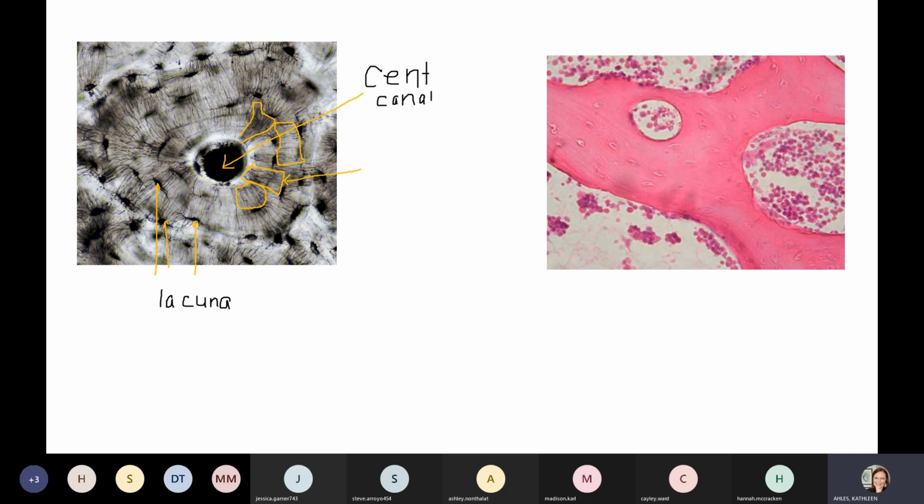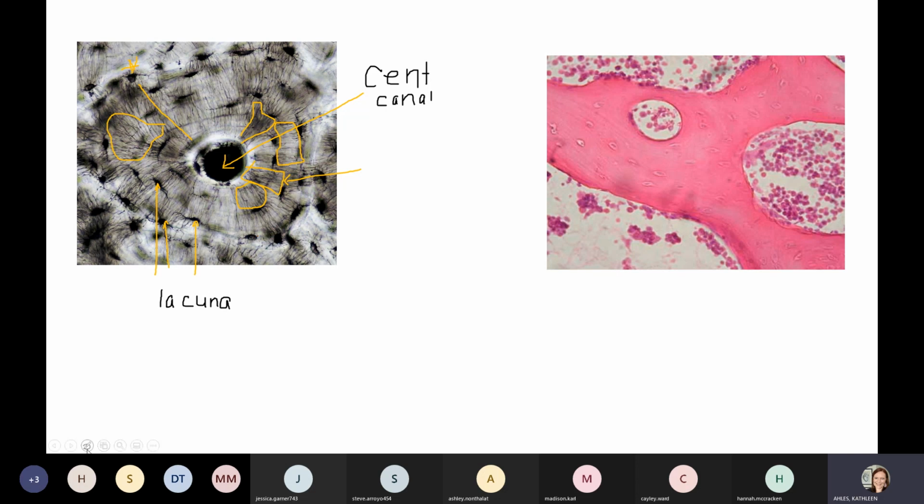Canaliculi allow my bone cells to share nutrients with each other. So I see them going from the central canal to the bone cells and from each of the bone cells to each other. Because if I'm a bone cell that lives out here, even though I live far away from my central canal, I still need to be able to get the oxygen and nutrients. Those canaliculi, those little squiggly lines, allow me to do that.